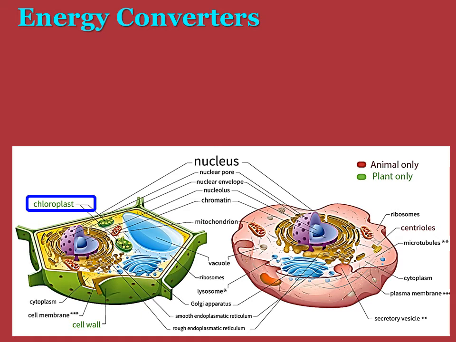The next two organelles are energy converters. Most of the activities within the cell involve the production and consumption of energy. Two major organelles are responsible for cellular metabolism: chloroplasts and mitochondria.